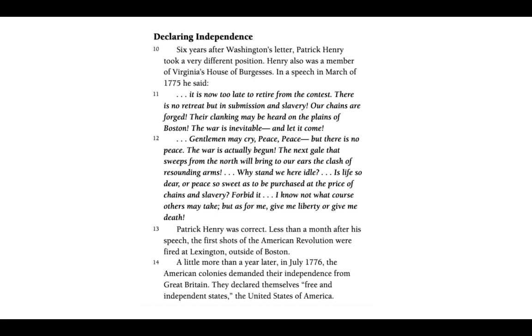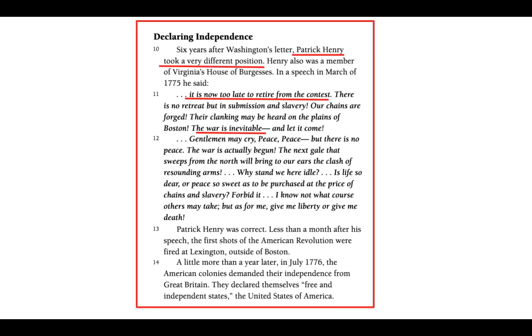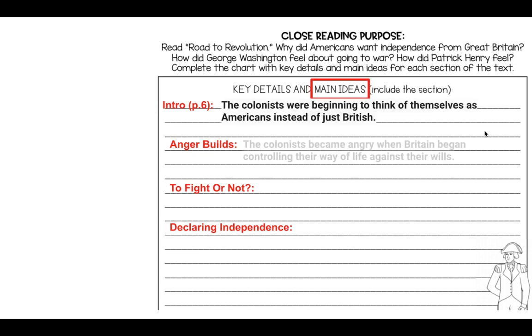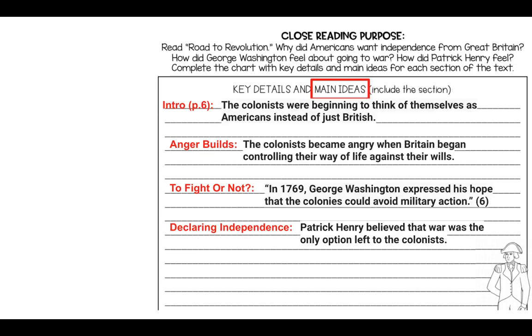Less than a month after his speech, the first shots of the American Revolution were fired at Lexington, outside of Boston. A little more than a year later, in July 1776, the American colonies demanded their independence from Great Britain. They declared themselves free and independent states, the United States of America. So once again, highlight anything that you haven't already, and then put down your main idea. And the one I came up with was that Patrick Henry believed that war was the only option left to the colonists.